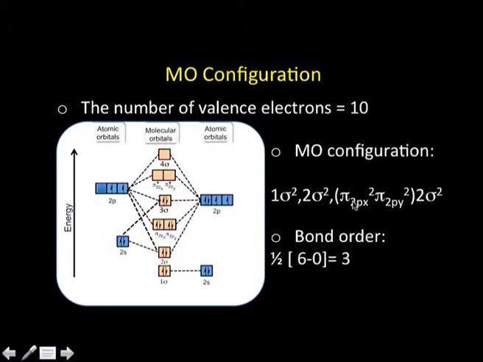On the basis of this we can work out the bond order. The bond order is 1/2 (6 minus 0), because there are 6 electrons in the bonding orbitals and nothing in the anti-bonding ones, and that gives a bond order of 3. That is, in carbon monoxide, carbon and oxygen are bonded by a triple bond.